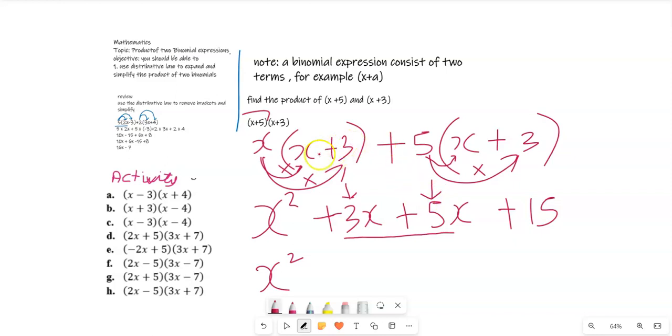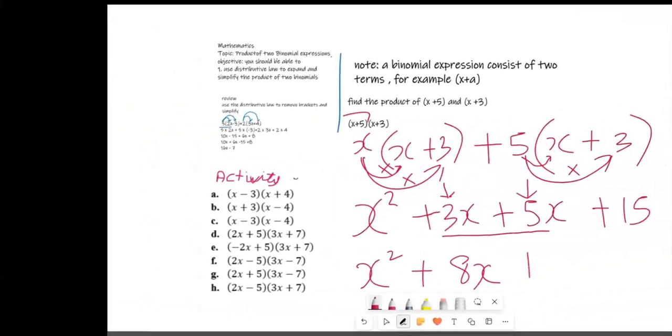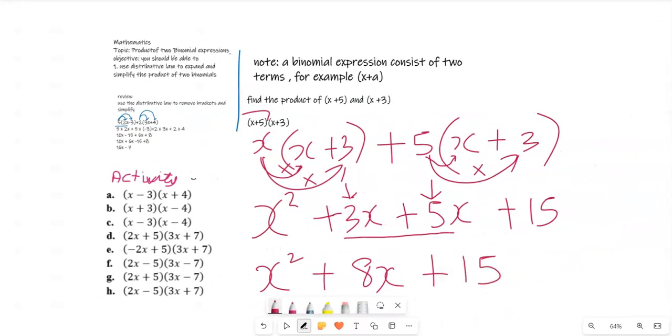Remember we said 3 multiplied by x to get 3x, right? So 3x plus 5x, think about it: 3 apples plus 5 apples. We don't end up with 8 apples squared. We end up with 8 apples. So this is going to be 8x. And then we write back our last term, 15. So our final answer would be x squared plus 8x plus 15.